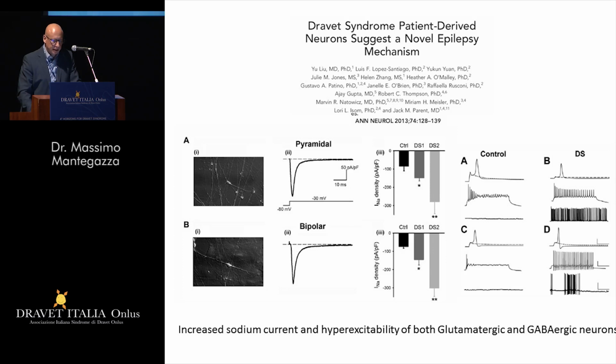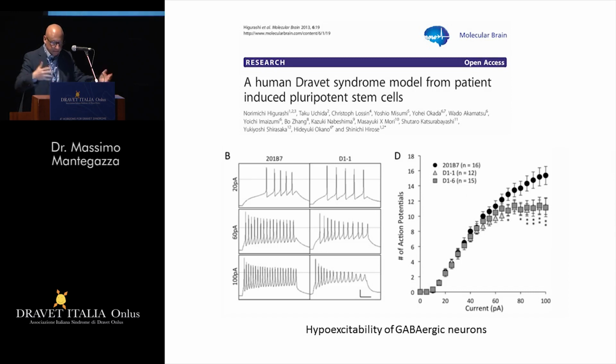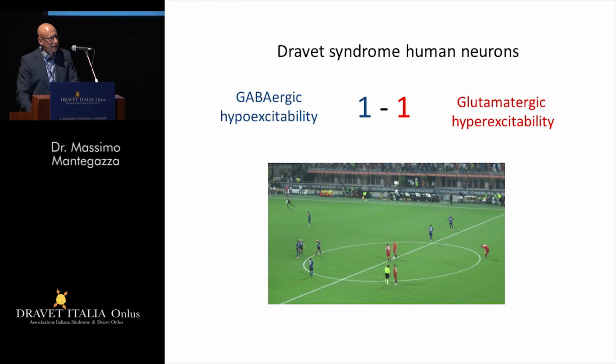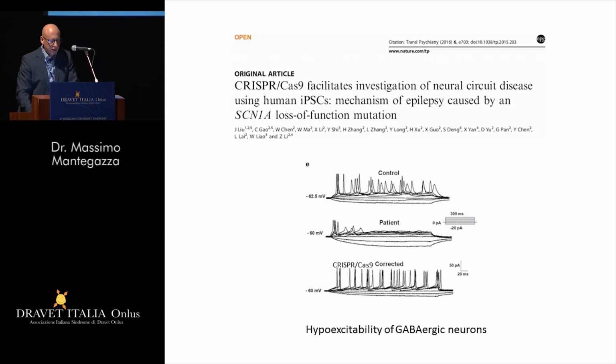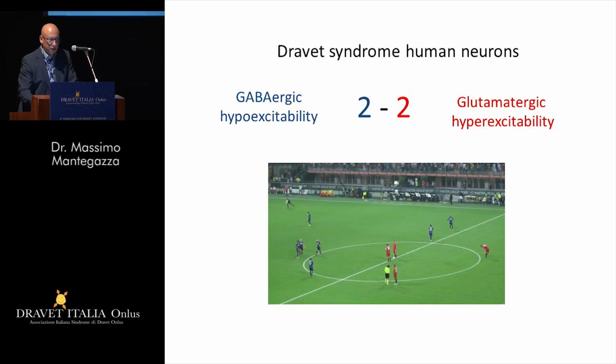The first paper that came out was this one from the Michigan group, in which the authors found increased sodium current and hyperexcitability of both glutamatergic and GABAergic neurons. So this is different than what you see in the cell lines, in the transfected neurons, or in the mice. And that was puzzling. Then a second one came out, with a similar approach, and here they found hypoexcitability of GABAergic neurons, like in the mice and the cell lines. So here they were one-to-one. Then the following paper found hyperexcitability of glutamatergic neurons, again against the results obtained with other systems. But then another one found hypoexcitability of GABAergic neurons. Here we are two-to-two.